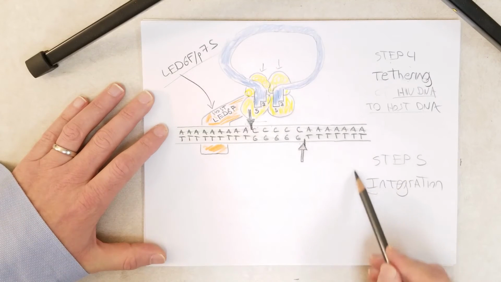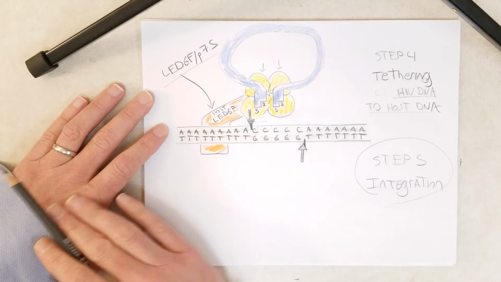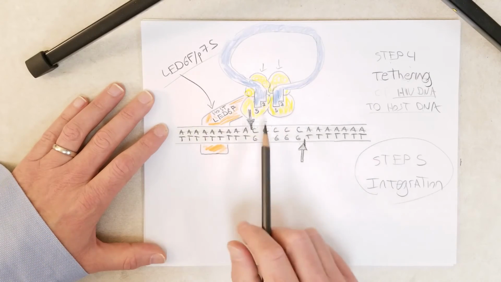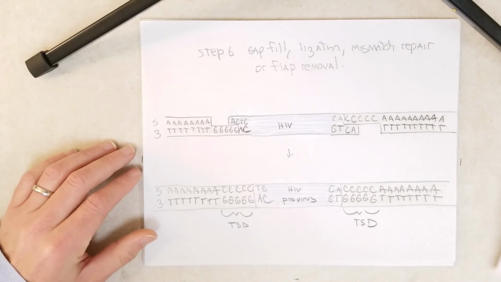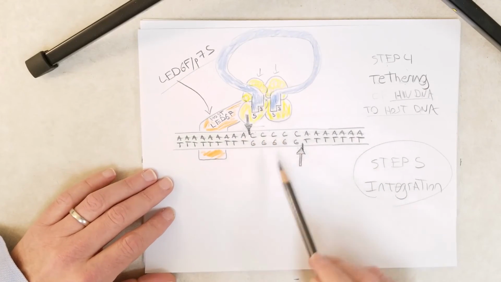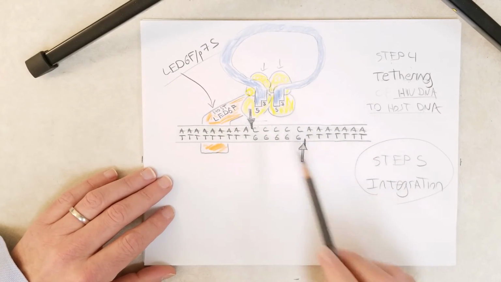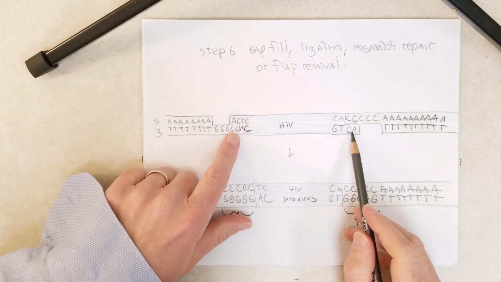So that's step 5, integration. You're breaking these bonds here and ligating the HIV-1 into the host DNA. So let's see, what will that look like? It's kind of hard to visualize how this happens, especially with a 2-dimensional diagram. So it will look something like this.